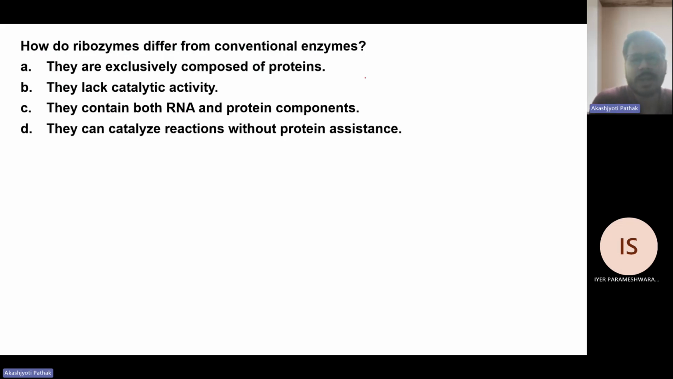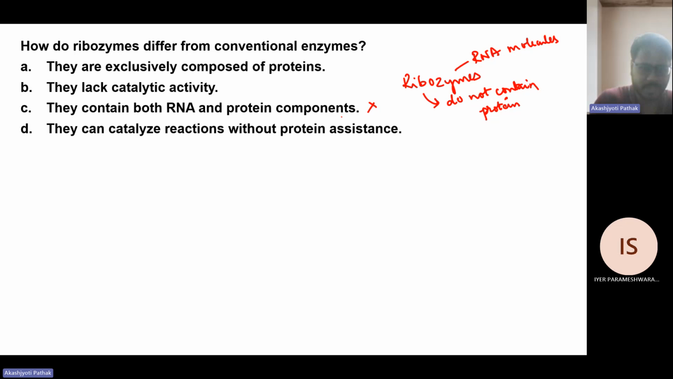No, this is not correct. Ribozymes are made up of only RNA. They are catalytic RNA molecules. They do not have protein. Ribozymes do not contain protein. They do not have any protein component. They are catalytic RNA molecules. They are solely made up of RNA molecules. Okay. So the answer is option D actually. They can catalyze reactions without protein assistance. Okay. Answer is option D.